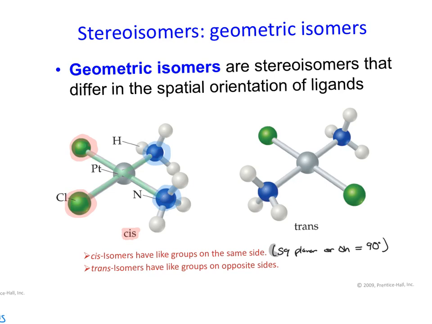Trans configuration, the isomers have like groups on opposite sides. So I can see in this case, I have a trans configuration. My chloros are on opposite sides. In this case, that's specifically 180 degrees. And my amines are also at 180 degrees. So again, for square planar or octahedral, trans will be 180 degrees. In organic chemistry, you'll see that bond angle will vary.